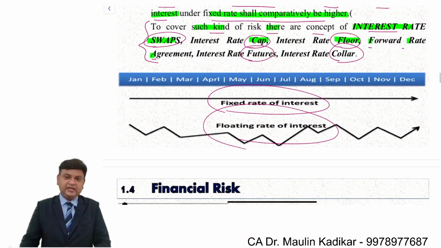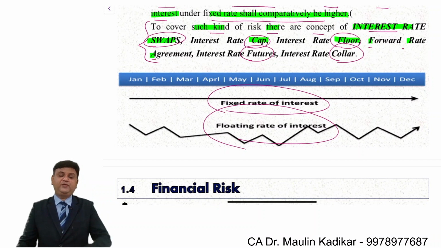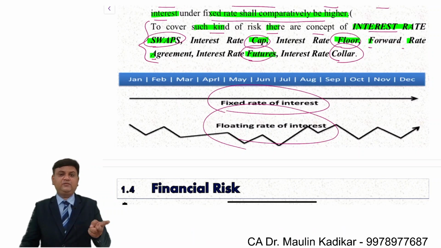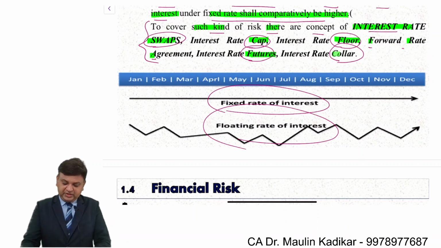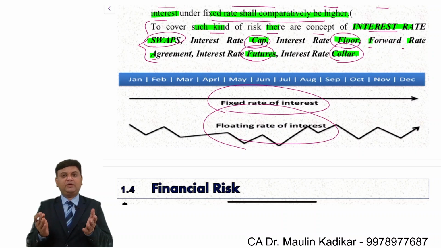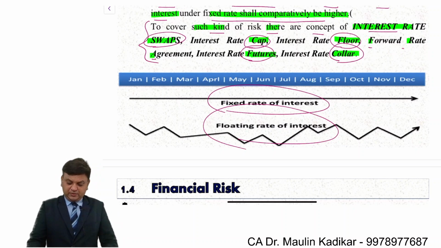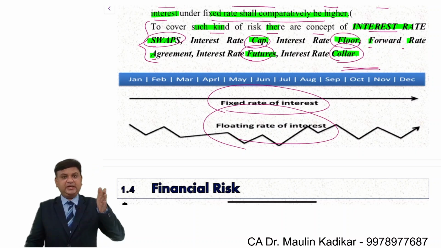FRA, forward rate agreement, with which you can fix the borrowing rate or fix the lending rate. Interest rate futures, again similar to the FRA with a difference in the execution of the transaction. Interest rate collar, wherein you have a combination of the interest rate cap and interest rate floor. So your interest will be within a specific range. Neither will it go below a value, nor will it go above a value.